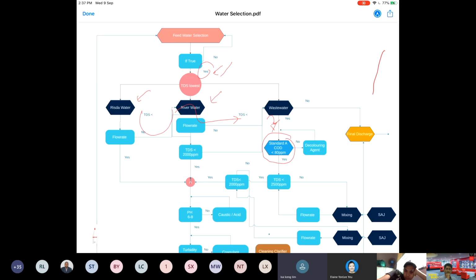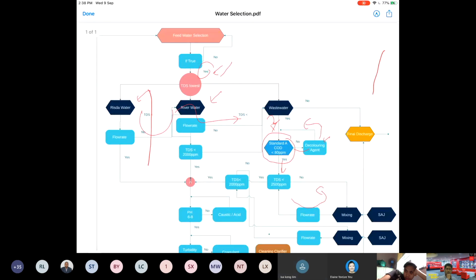So if it cannot comply to standard A, we will go for another process to add a decoloring agent or a type of chemical to actually remove more dyes from the water. And it comes out from this wastewater treatment system. And if the TDS is higher than 2000 something, it will start to mix with the SAJ, or what we call the government water.